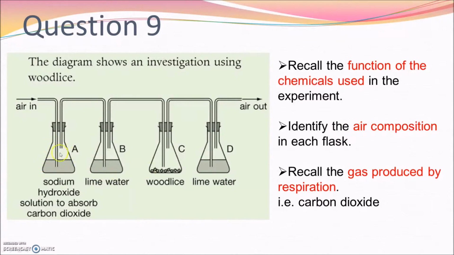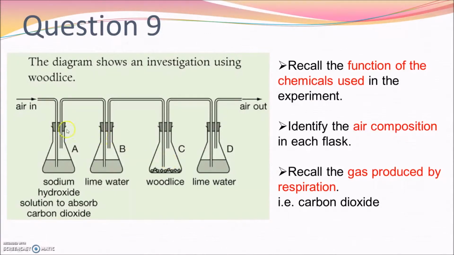For example, for flask A, when the air goes in, the carbon dioxide will be absorbed by the sodium hydroxide, and then the air will go from flask A to flask B. So probably in flask B, supposedly there should be no carbon dioxide. That's why I want you to identify. And after the air passes through the box, what will be the air composition in flask D? And then recall the gas produced by the respiration. Obviously, this experiment is talking about respiration, of course not photosynthesis. You should know it.